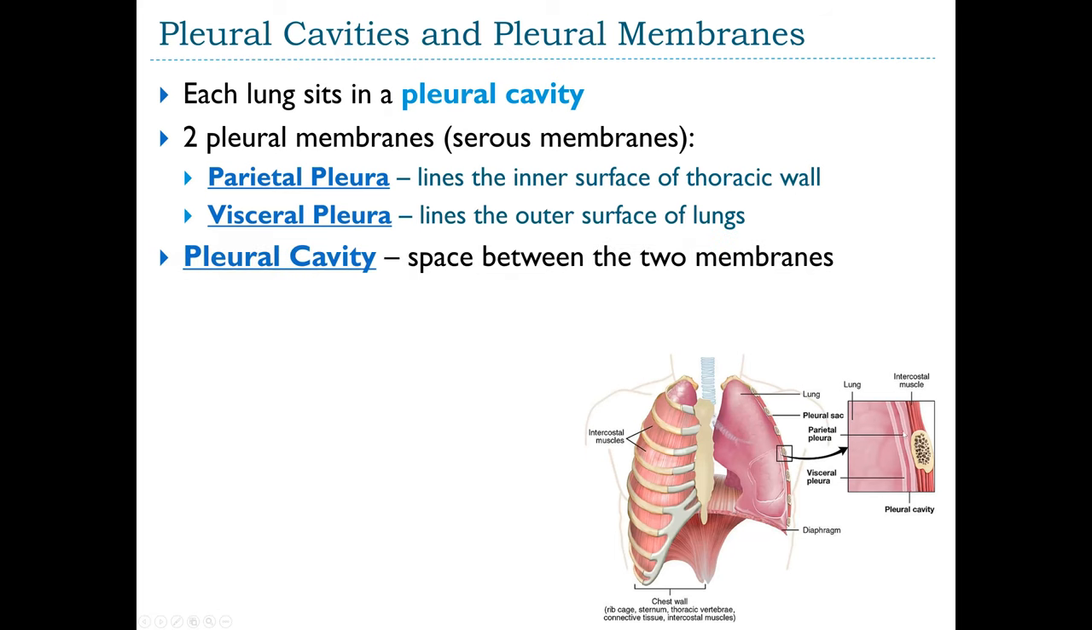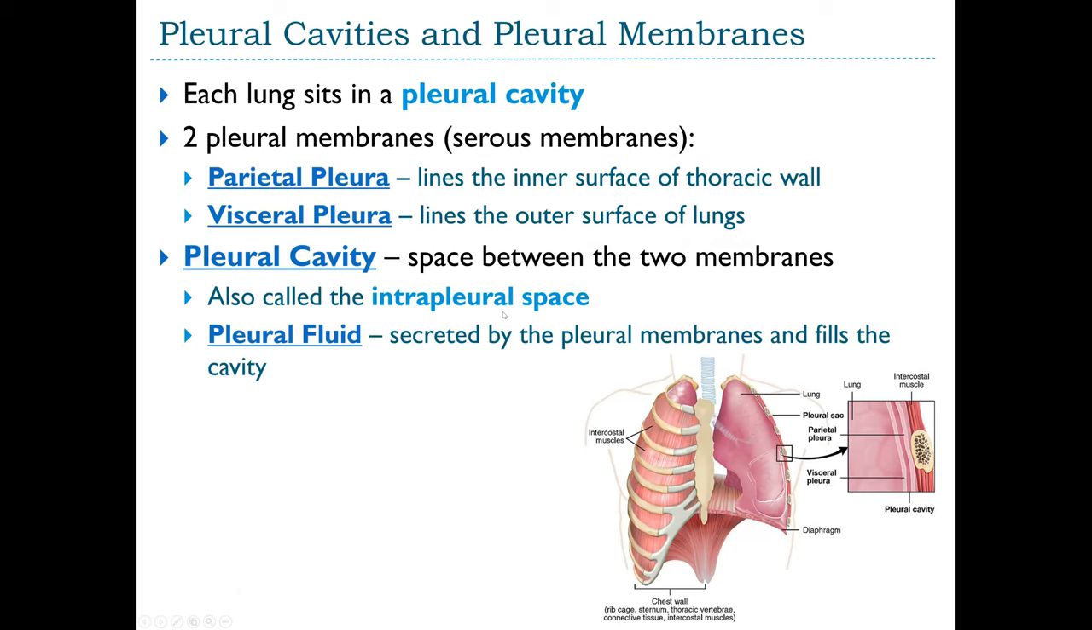And then between these two membranes, you have a space called the pleural cavity. This is also called the intrapleural space. And later we'll be talking about intrapleural pressures. So remember, intrapleural means between the two pleural membranes. So both pleural membranes secrete fluid, and we call this the pleural fluid, and this is the fluid that fills this cavity or space between the two membranes. This fluid lubricates and reduces friction between the two membranes, and it also helps keep the two membranes stuck together in a fluid bond that becomes important for the function of lungs that we'll talk about later.